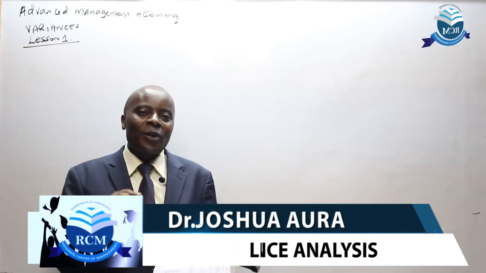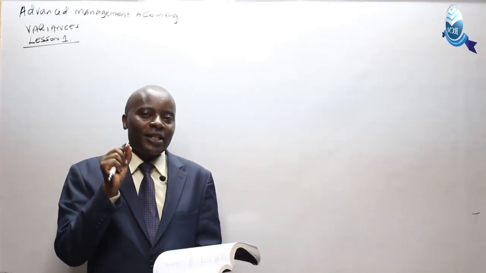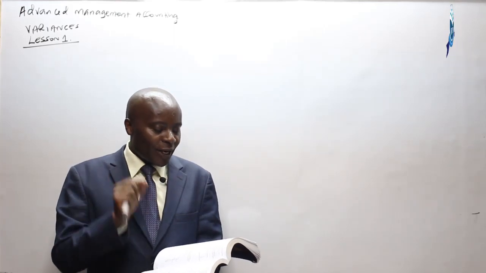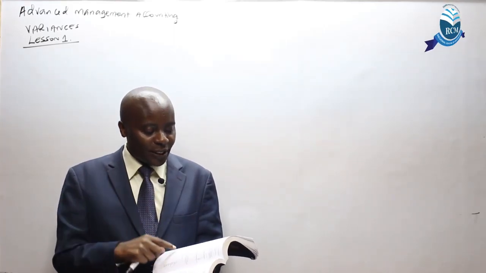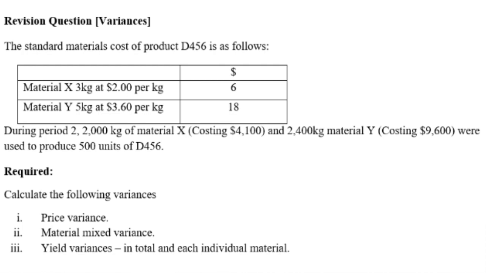Today I would want us to look at variance analysis, and specifically I would want us to do this particular question of variance analysis from the ACCA textbook. The question reads, the standard material cost of product D456 is as follows. We have material X, 3 kilograms at $2 per kilogram, and material Y, 5.